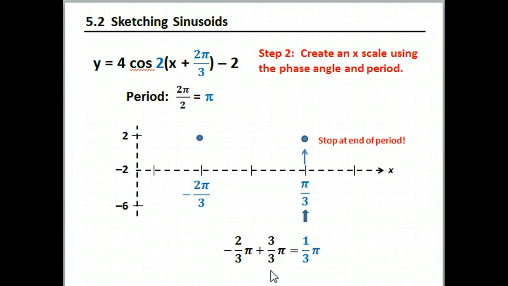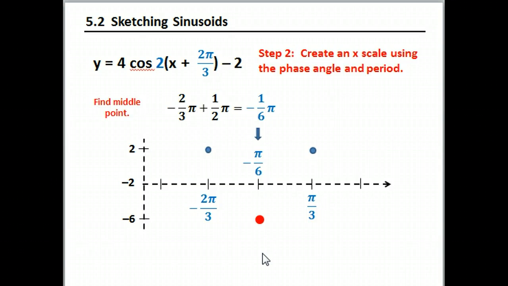So we're going to come down here. I'm going to give it a common denominator of 3, and we're going to add these together. Because this is -2/3 and this is +3/3, we end up with +1/3, which is pi over 3. That's where we're going to stop. We start at the beginning at the phase angle, and we're going to end after 1 period.